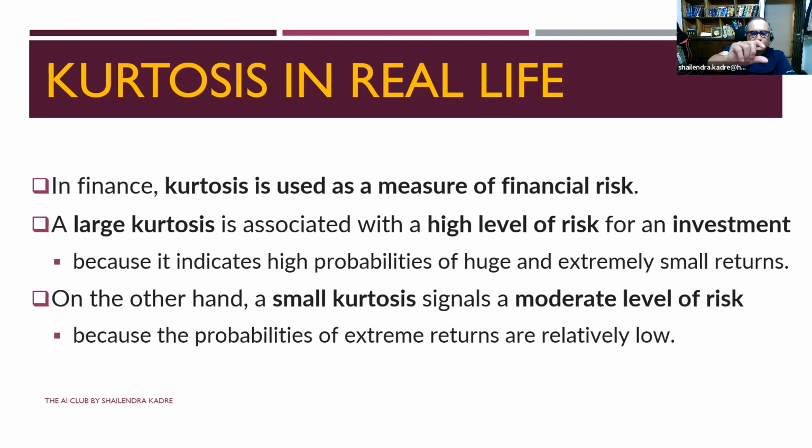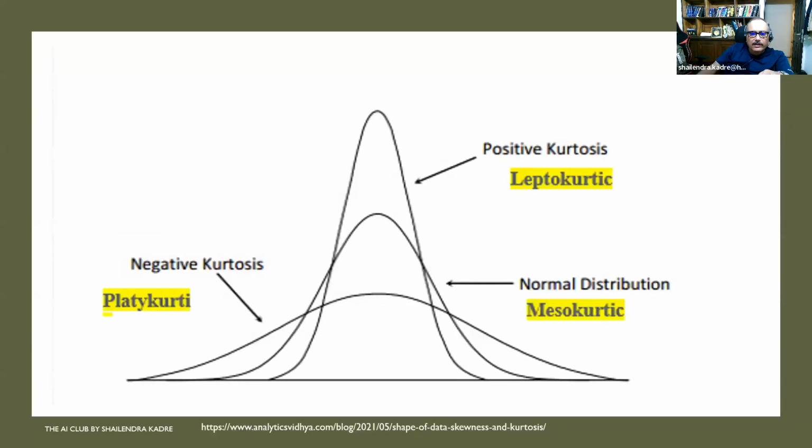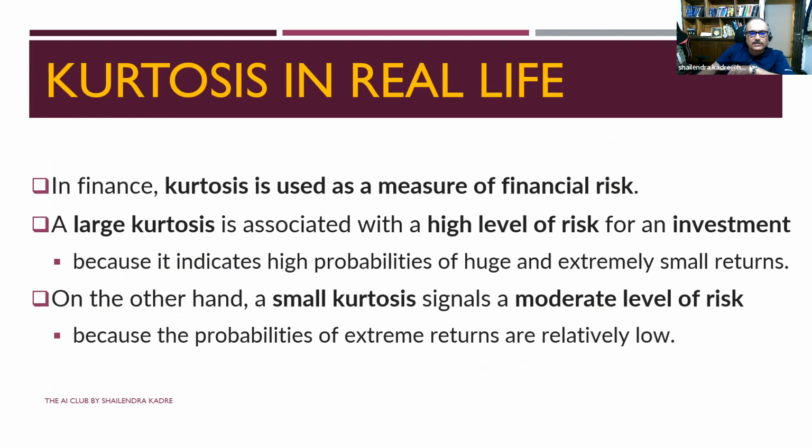If the kurtosis value is large, there is a high level of risk in an investment. Large kurtosis means a peaked curve like this, positive kurtosis. On the other end, small kurtosis signals a moderate level of risk. I will show you the kurtosis formula. If the kurtosis value is small, the risk is moderate; if the kurtosis value is high, the risk is higher.